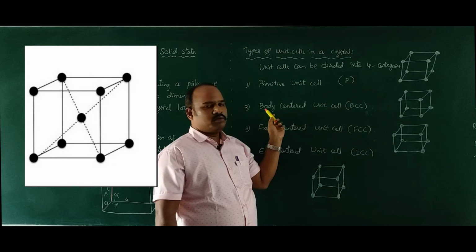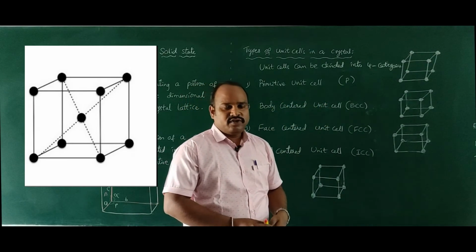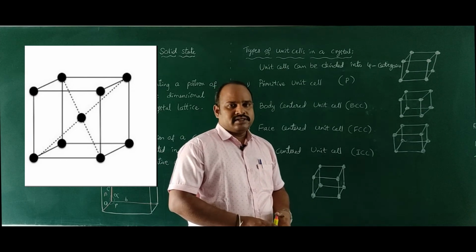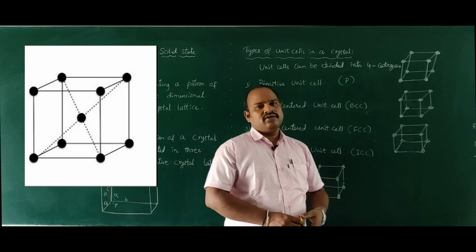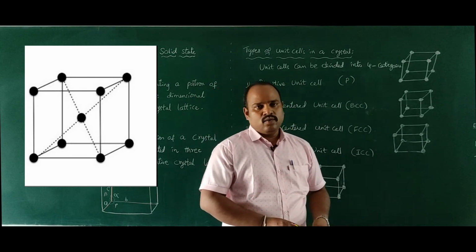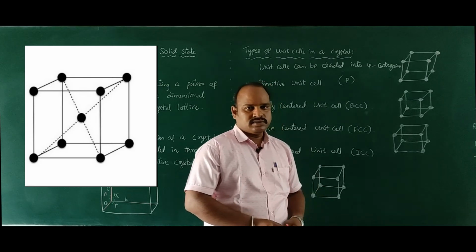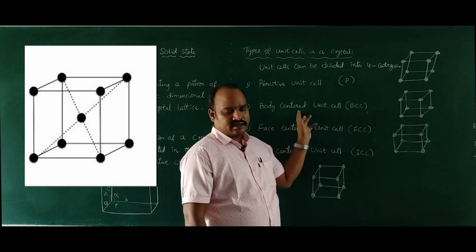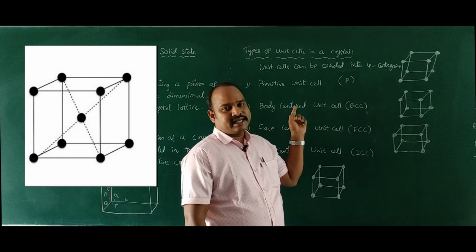And the second one, body centered unit cell. In this type of unit cell, the constituent particles are present at the 8 corners, and along with the 8 corners, one is present at the center of the cube. That is why the name is given as body center. So the ninth one is present at the center of the cube.